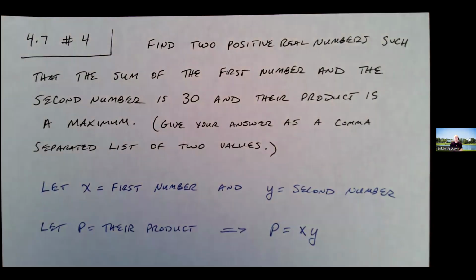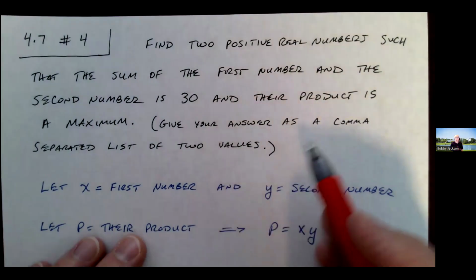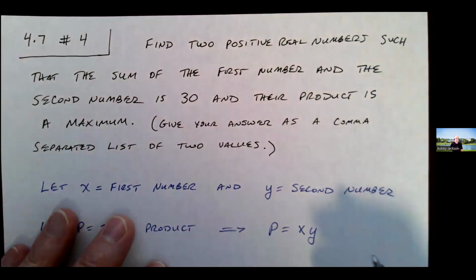Hey everyone, let's take a look at number 4 in section 4.7. We're going to find two positive real numbers such that the sum of the first number and the second number is 30 and their product is a maximum. They want you to use exact values for your answer, and give your answer as a comma separated list of two values. That just means the two numbers that you wind up with separated by a comma.